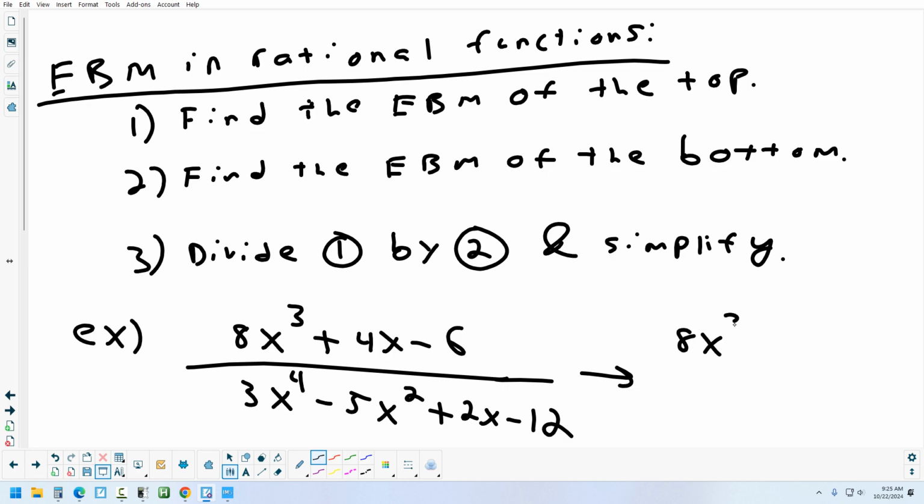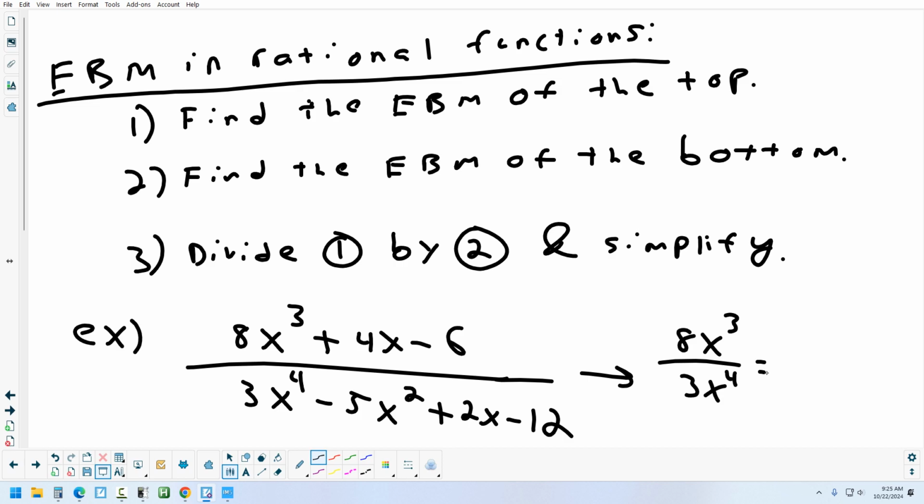I'm not saying that this is equal to it. It is not equal to it. It's similar to it. So it's 8x to the third. And what's the term in the bottom that's going to predict what that one looks like? 3x to the fourth. And now we simplify that as much as we can.